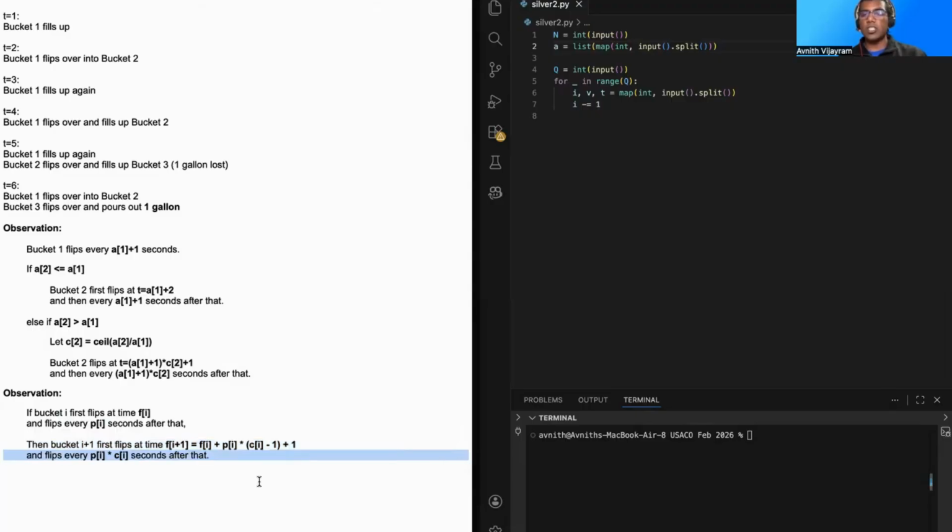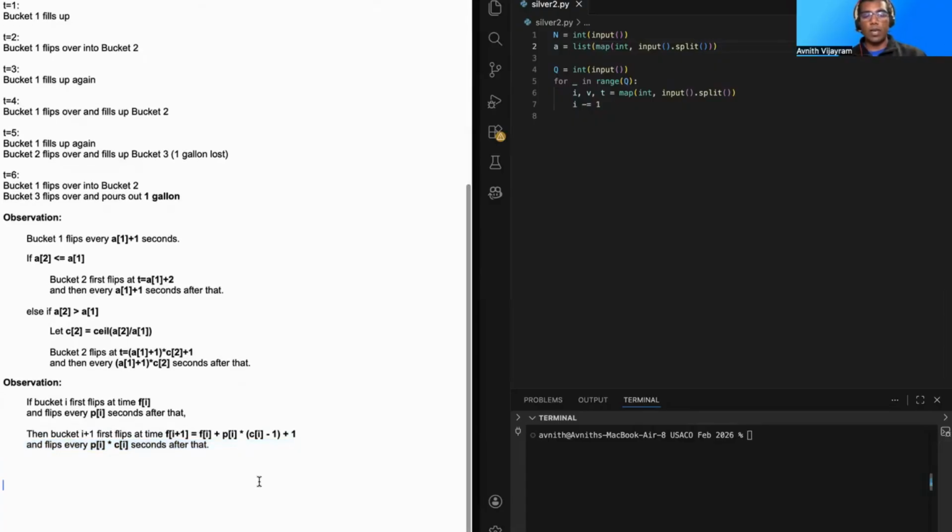And then for the period, we can just multiply the previous period, P, by the number of times we need to flip, which is C. So P times C becomes the period at which bucket I plus 1 flips. And we can see that if we're able to compute all of these numbers, then using the first time bucket N flips and the period at which bucket N flips, we can determine, for a given time, how many times bucket N would flip within that time. And this allows us to compute the answer, which is how much milk is poured out by bucket N.